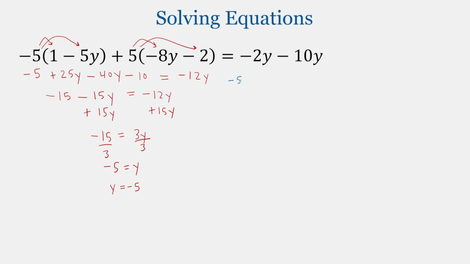We check our answer. We'll go back to this original problem. And we will substitute a negative 5 everywhere there is a y. So now we have plus 5 times negative 8 times negative 5 minus 2, close up parentheses, equal to negative 2 times negative 5 minus 10 times negative 5. And then working from inside of these parentheses, we'll have 1 plus 25 plus 5 times the quantity, this will be 40 minus 2, is equal to 10 plus 50.